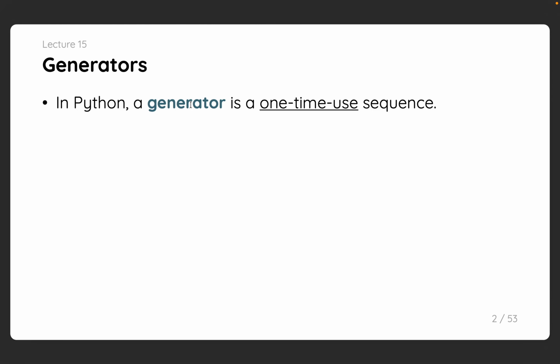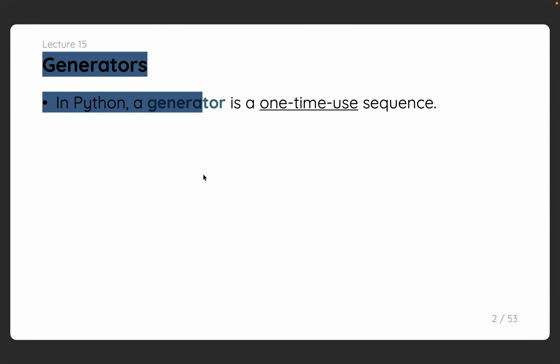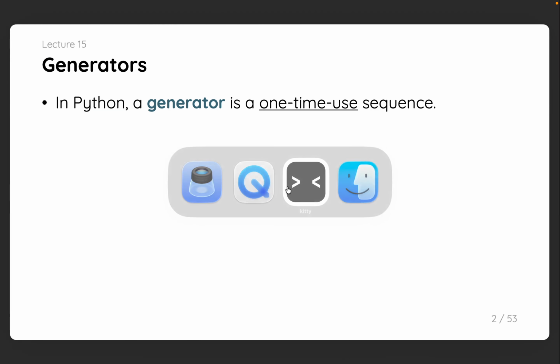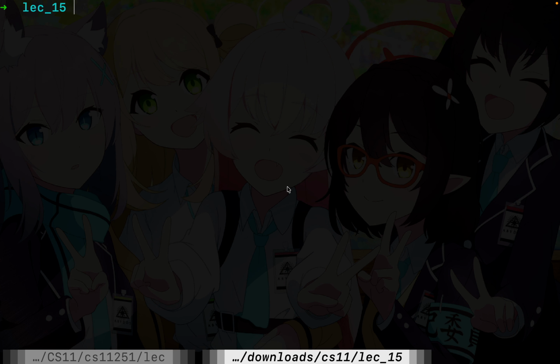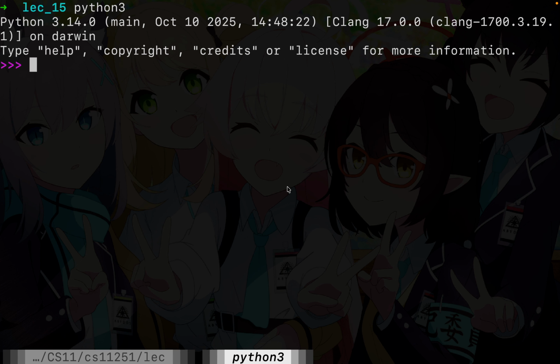Alright, so generators. What is a generator? For some of you, we have seen generators in some of our previous classes. Remember that when we introduced lists, we said that we can do something like list of x for x in range 5, and this will give us 0, 1, 2, 3, 4.